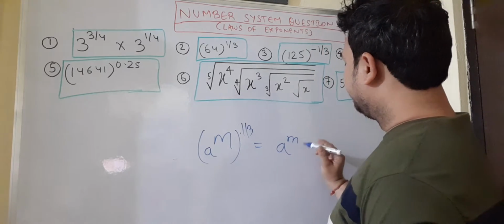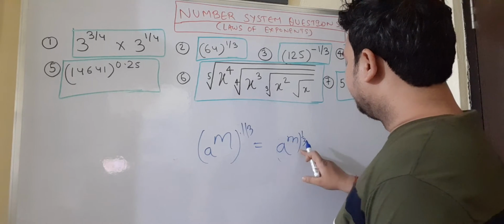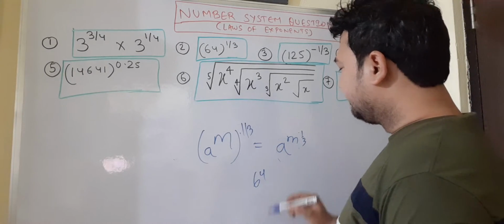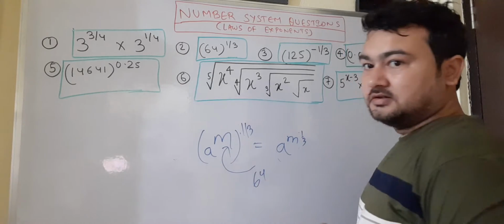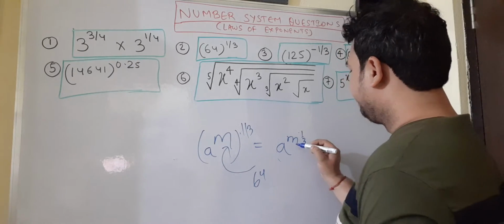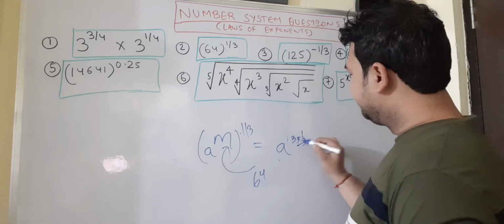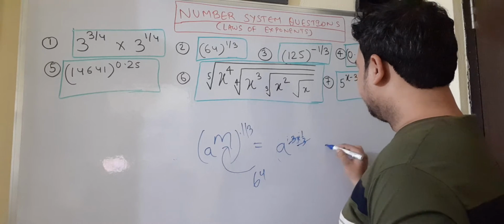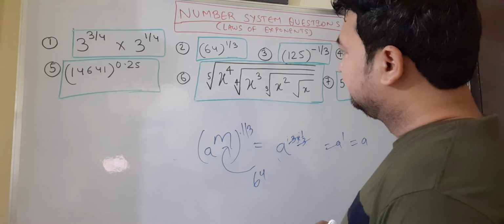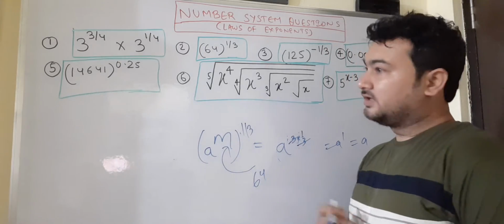So whatever this value is, you will have 1 by 3 and this m will multiply by 1 by 3. If we get this 64 in the form of a number that has its power as 3, then this m will be 3, and 3 multiplied by 1 by 3, the 3s will be removed. It will be a to the power 1, that is a. So can we find 64 in the form of something raised to the power 3? Let's see.